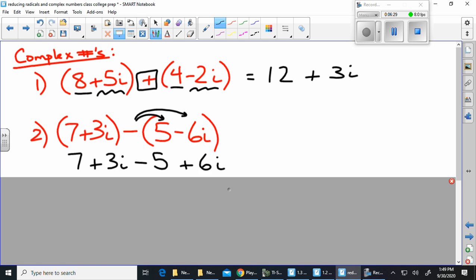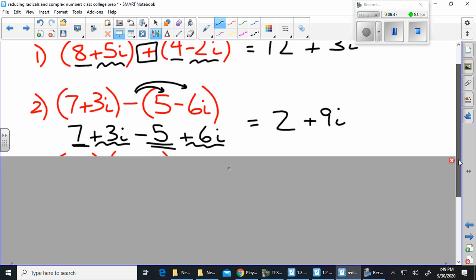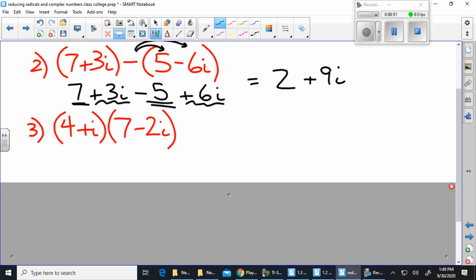Now, parentheses are gone. Just do it. 7 minus 5, 2. A plus 3i plus 6i is plus 9i. You're done. When you add, subtract, multiply, divide complex numbers, your answer is a complex number. So multiply, you know you're multiplying and you're not adding or subtracting because they are right next to each other.